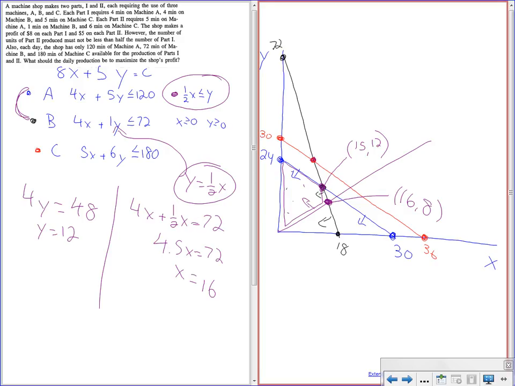What you're trying to find is the maximum. Right, and your maximums will occur on your endpoints. All right. So now you just substitute into your constraint function, and I think you wind up with 15 and 12 being the maximum. Yeah.